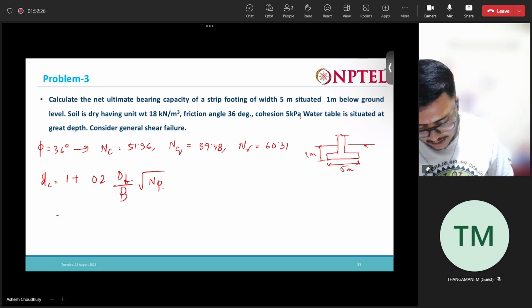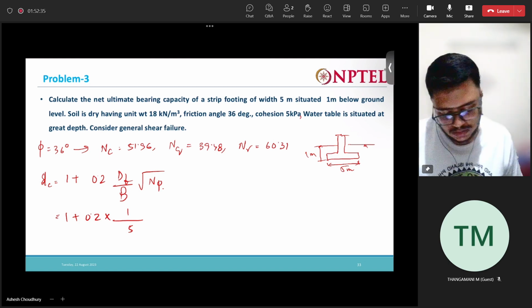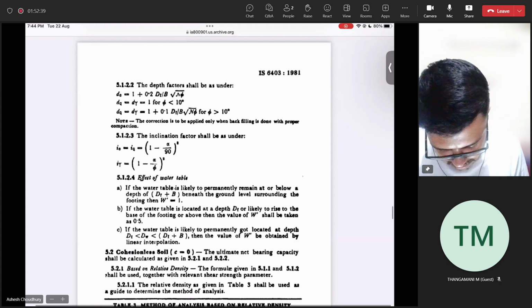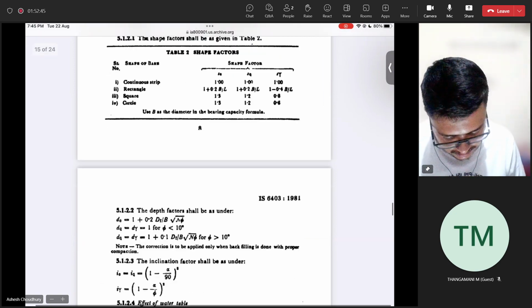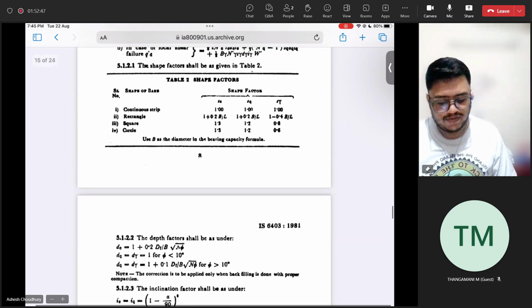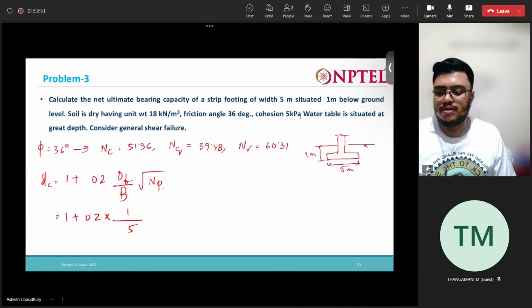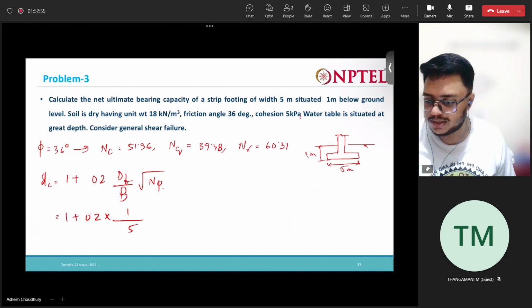So 1 plus 0.2 into Df, which is how much? Depth is 1 meter, by 5, and root over N phi. What is root over N phi? N phi is nothing but the root of this active earth pressure coefficient.